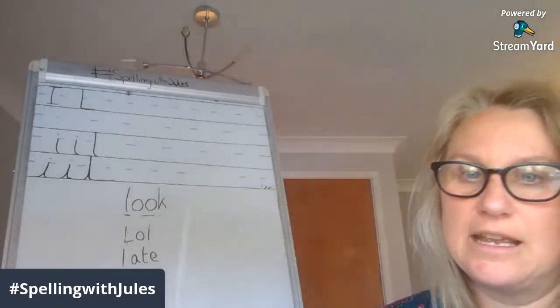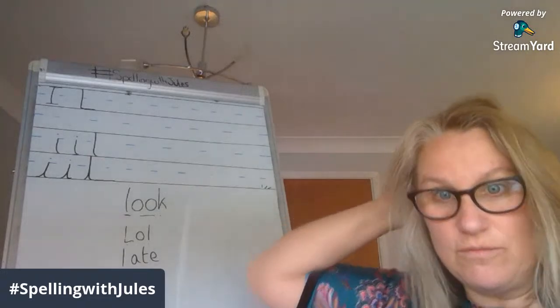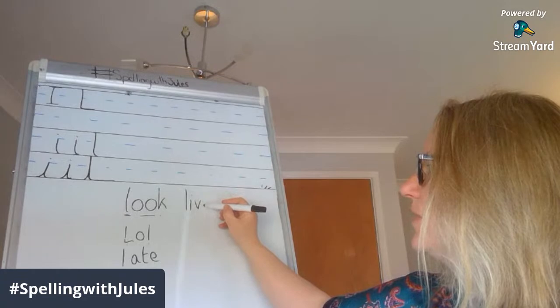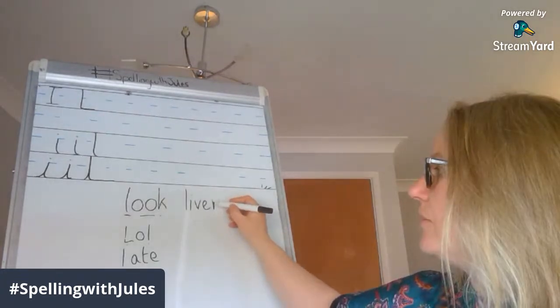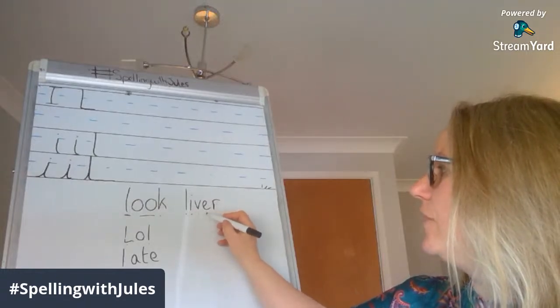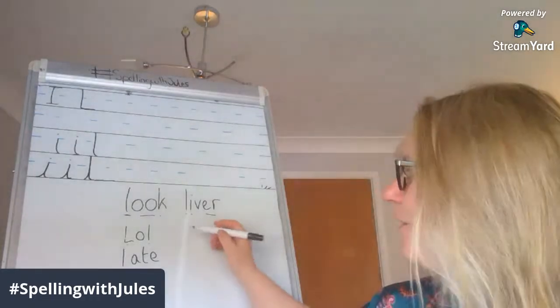Late. How about the opposite of win? You win something. Oh, Stephen's gone for a liver. That's an unusual one. So you got live in there as well. And then if you put an R on the end, it makes liver. So you got liver. Well done.